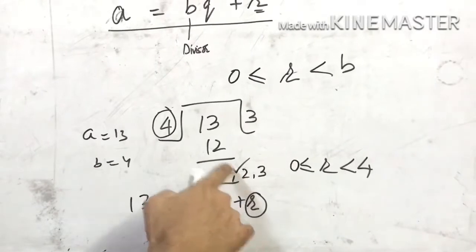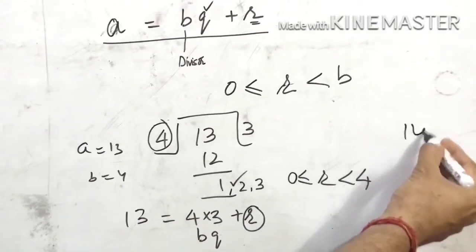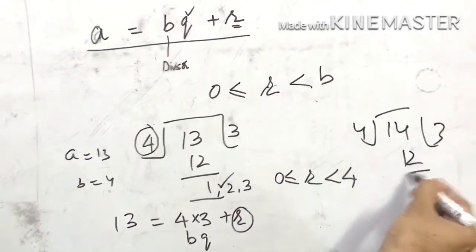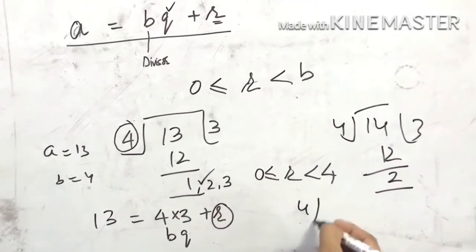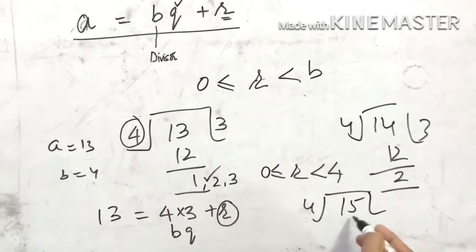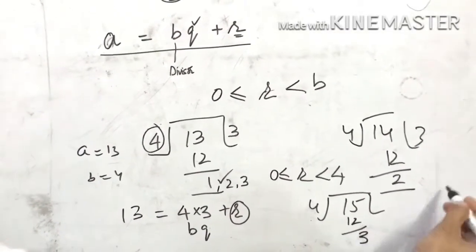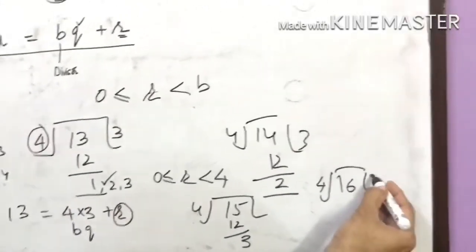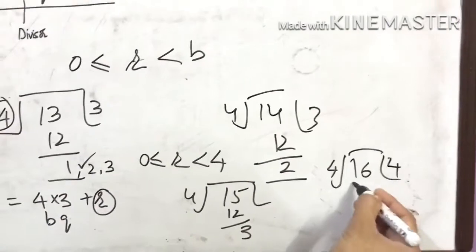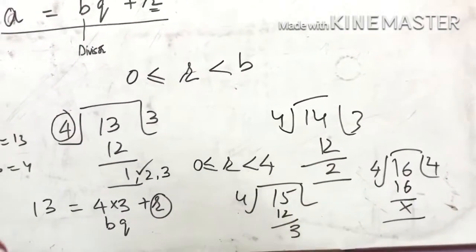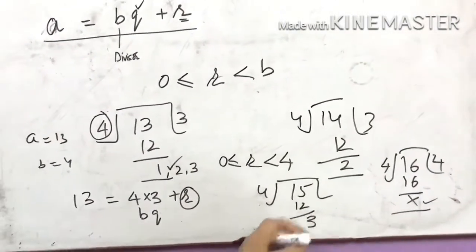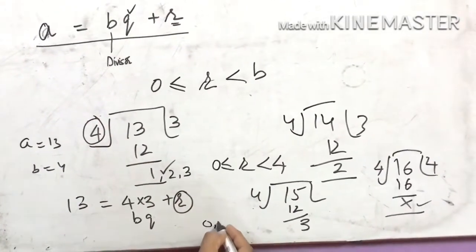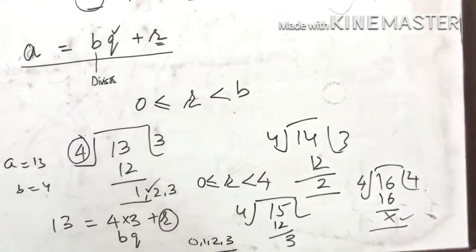So what does it mean? If you change the number 13 to 14, with the same divisor, you will get remainder 2. Then if you change it to 15, you will get remainder 3. But if you take 16 and divide by 4, then you can see it will divide completely. Then you come back to the same position, that your remainder will be 0. So if you are dividing by 4, the remainders can only be 0, 1, 2 and 3. Practically this is the thing.